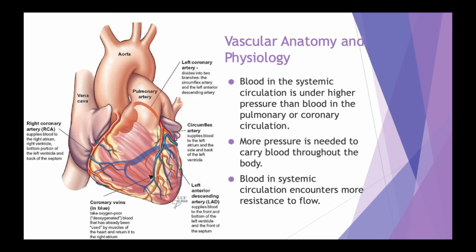Vascular anatomy and physiology: the blood in the systemic circulation is under higher pressure than the blood in the pulmonary or coronary circulation. By pulmonary, I mean going to the lungs and back and forth from the lungs. And in coronary circulation, we're talking about the coronary veins and arteries that run alongside the outside of the heart. Those are the arteries and veins that supply oxygenated blood to the actual myocardium and then take away the deoxygenated blood for uptake into circulation. Of course, this makes sense because more pressure is needed to carry the blood throughout the body, hence systemic circulation is under higher pressure, and blood in systemic circulation encounters more resistance to flow.